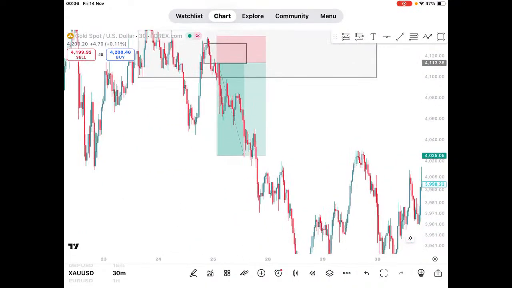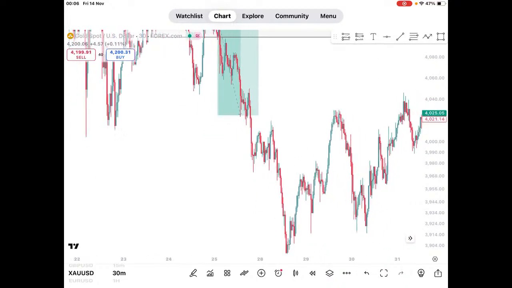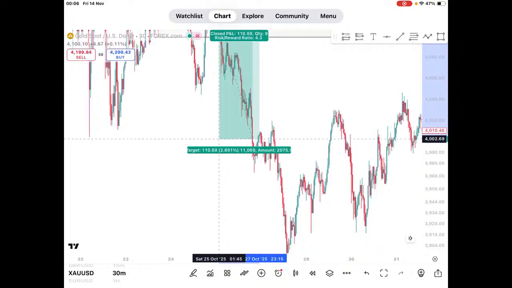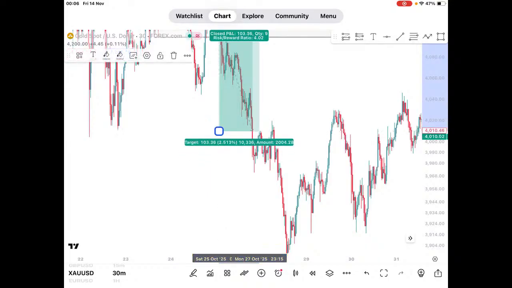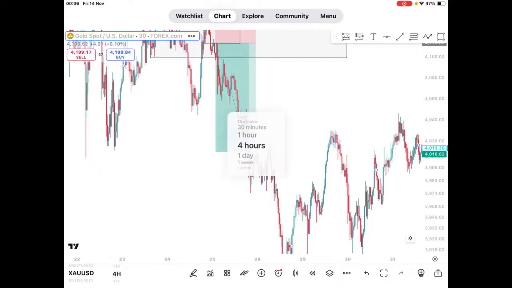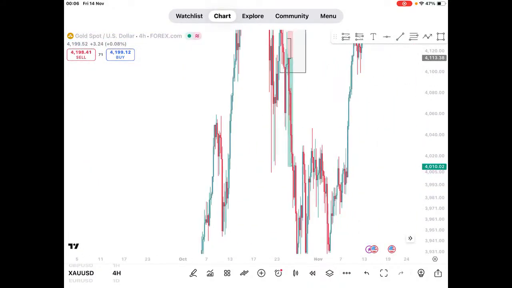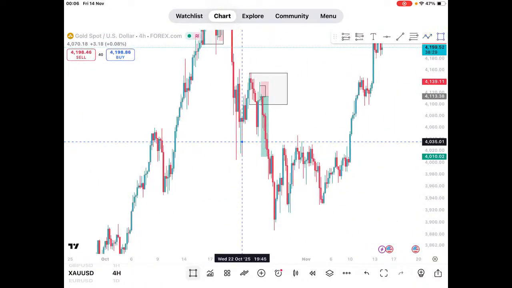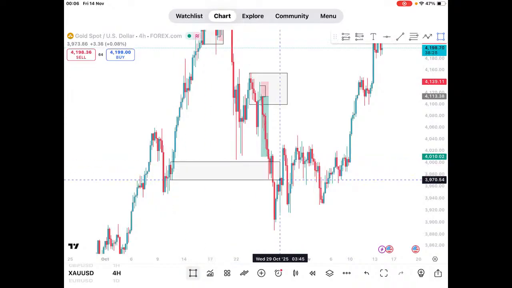Or we can hold the position till the opposite engulfing has not been failed. For example, we can hold this till here. Or to get further deep into the trade, we can hold this up to this demand zone or buy zone, whatever you call.